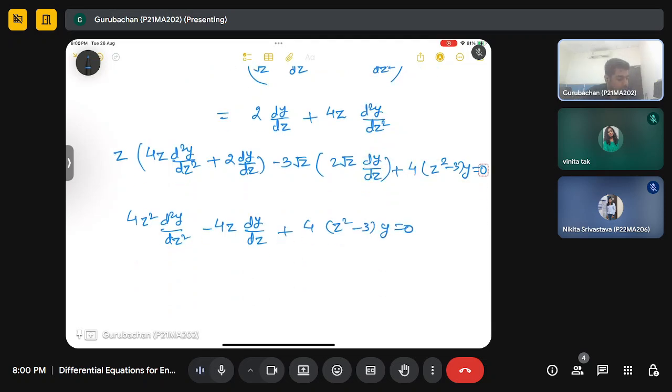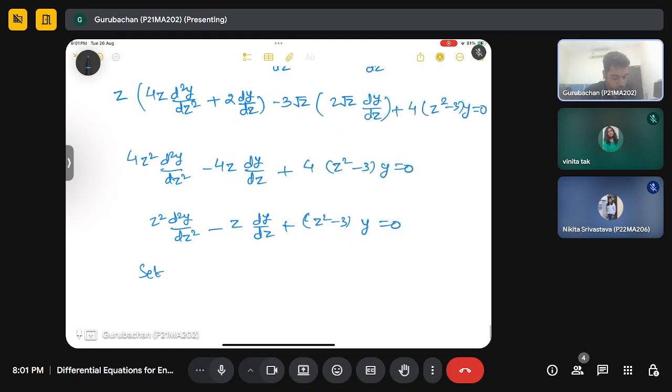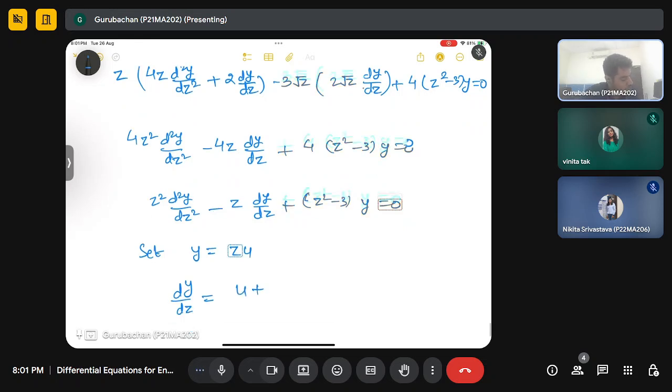Now if you observe, you still haven't come up to the classical Bessel differential equation. The reason is here it is a minus sign. This sign should be positive. So what you will do, you will set y as some z times of u. Then y dash, meaning dy by dz, will give you u plus z times u dash, where u is a function of z.